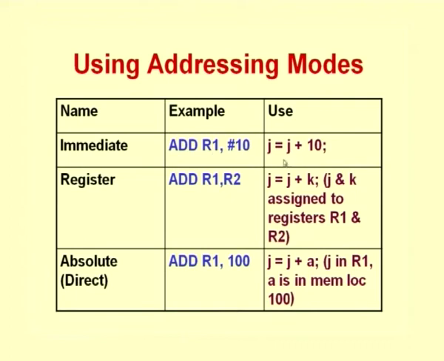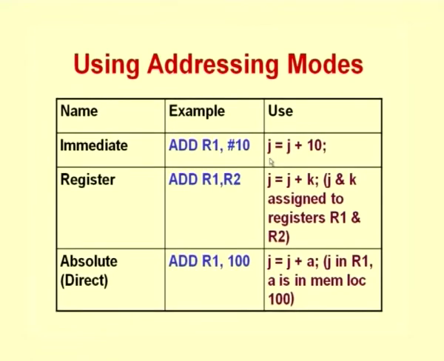Suppose you had a higher level language statement like this. I am just using some pseudocode kind of representation here. Let us say you had a variable j equal to j plus 10. Assuming that j has been assigned to the register R1, then j equal to j plus 10 would have been translated to an assembly language instruction like this, add R1 comma hash 10. So, you can see that the value 10 is explicitly coded in as an immediate operand.